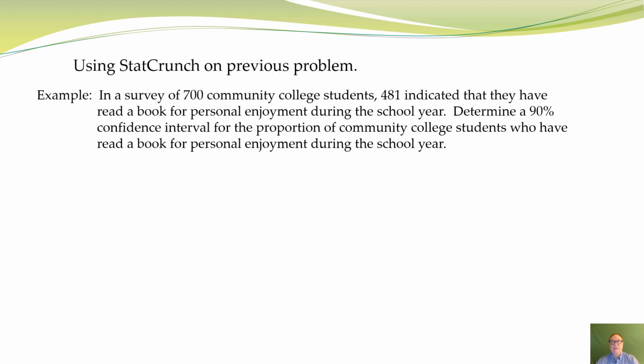Now, same problem. Okay, so we'd have to go through the problem. If we're going to use StatCrunch, we need to know the sample size, N. We need to know the number of successes, which is X, 481. And we need to know the confidence level, which is 90%, but as a decimal, 0.90. These three things are needed if you're going to use StatCrunch.